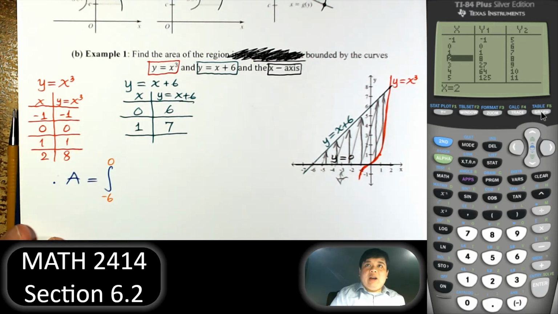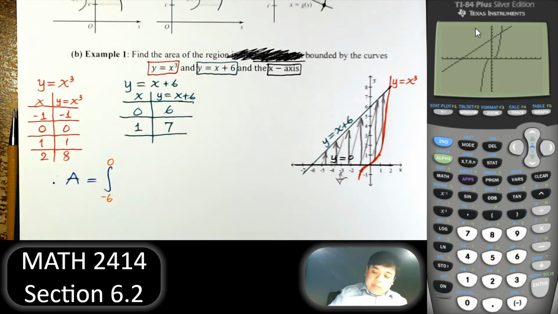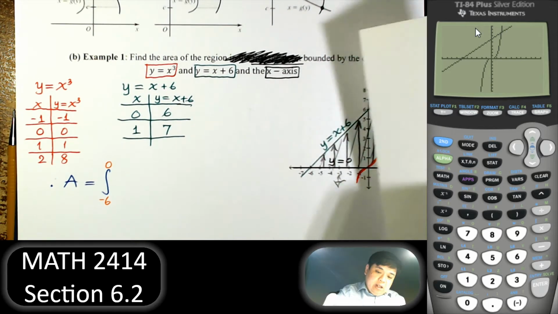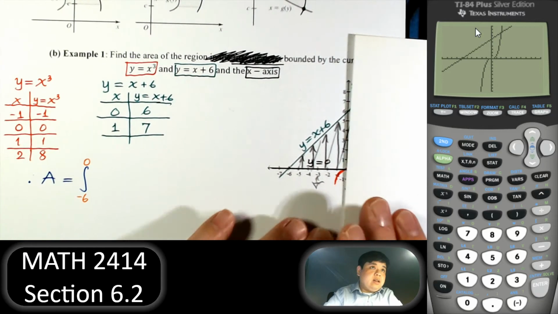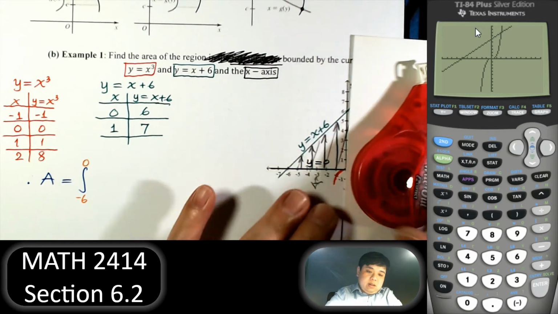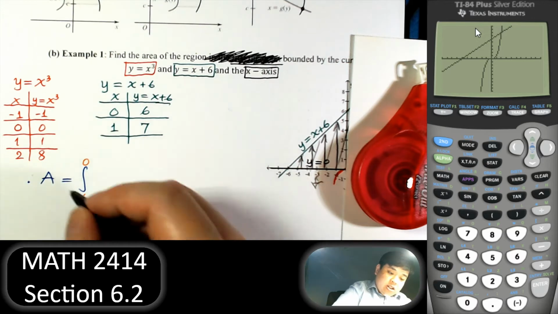By the way, let's look at the graph, because same thing. From -6 to 0, we see that the function above is x plus 6. So x plus 6 is on the top.